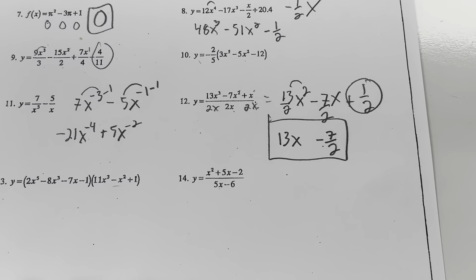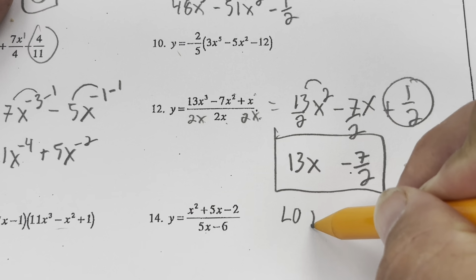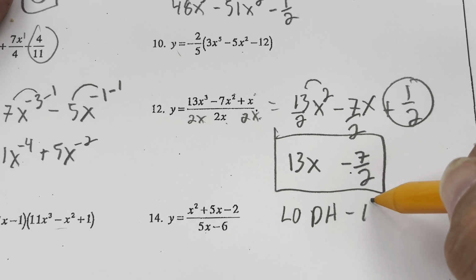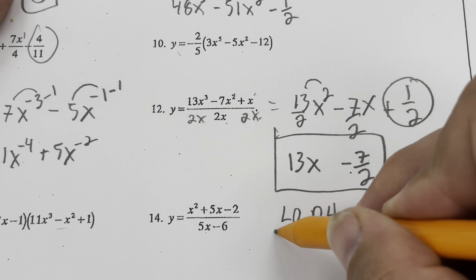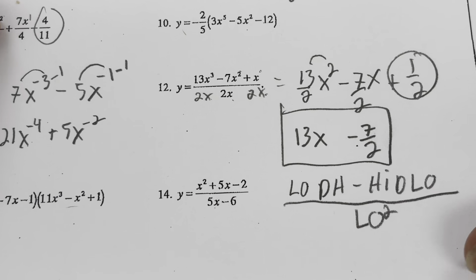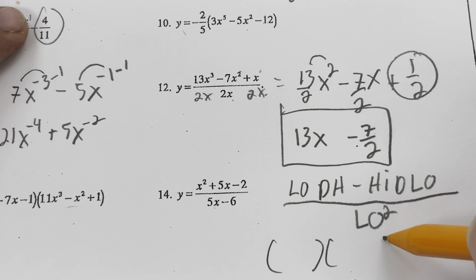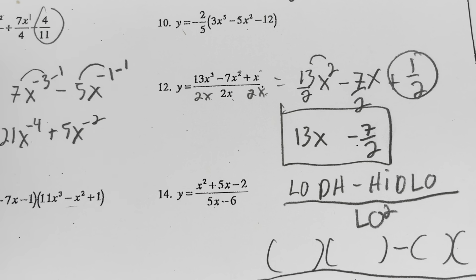All right, they got me. I have to do quotient rule. There's a song: low D high minus high D low, draw the line and square the low. Low D high minus high D low, draw the line and square the low.